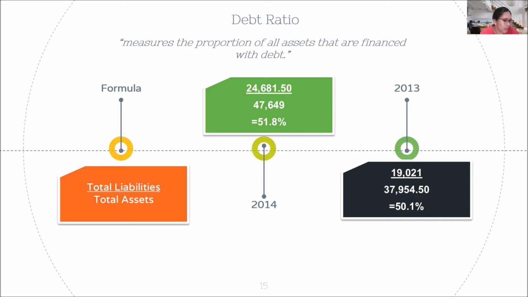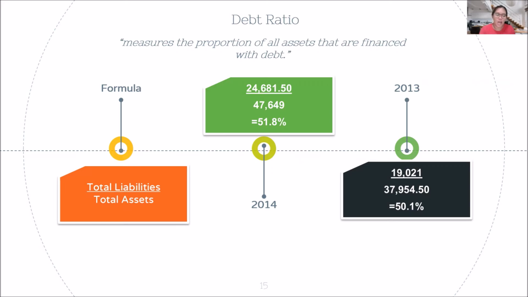It increased in 2014. So, what does it mean? Actually, class, if you look at your horizontal analysis, our debt really increased. The short term and also the long term debt increased from 2013 to 2014. So it follows that the ratio would really go higher.